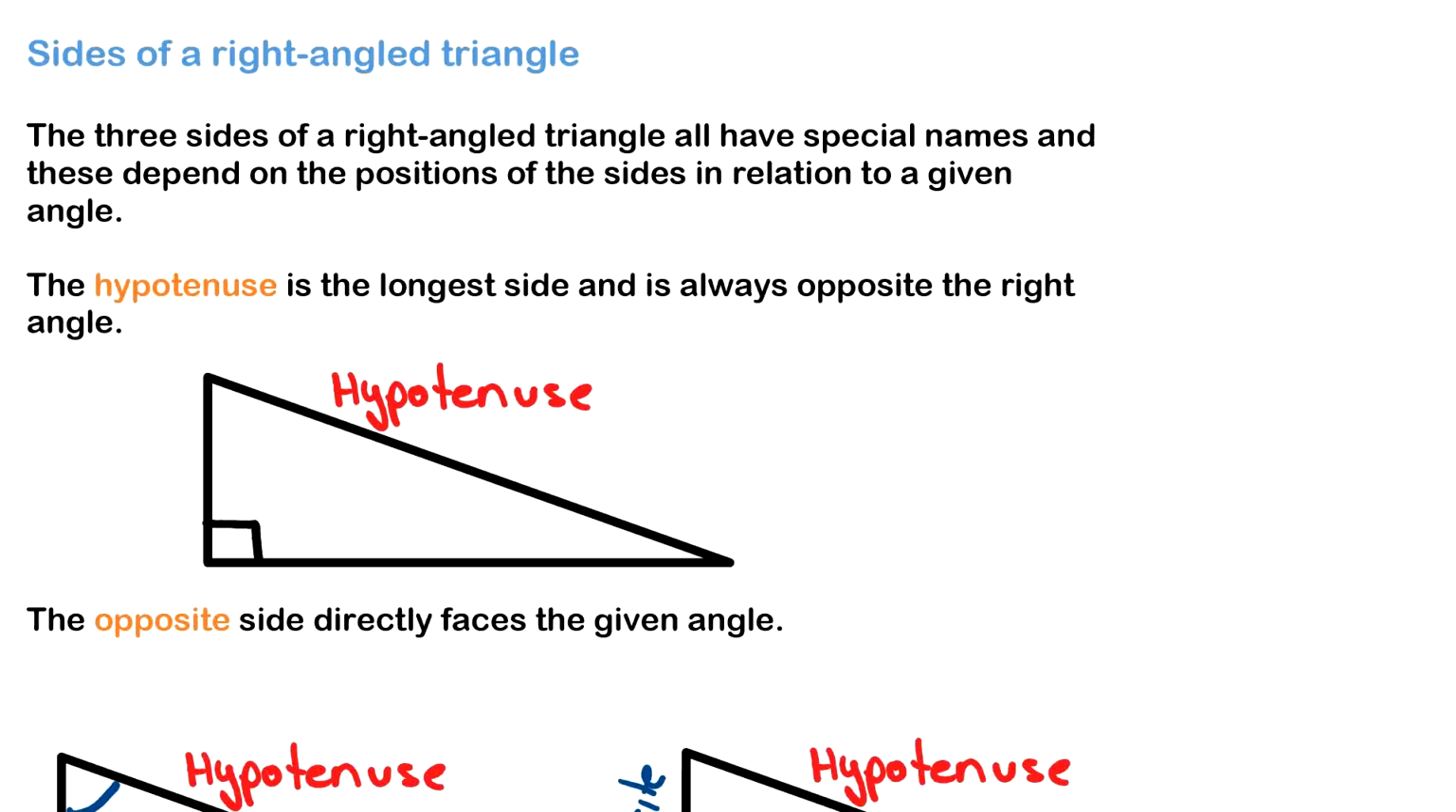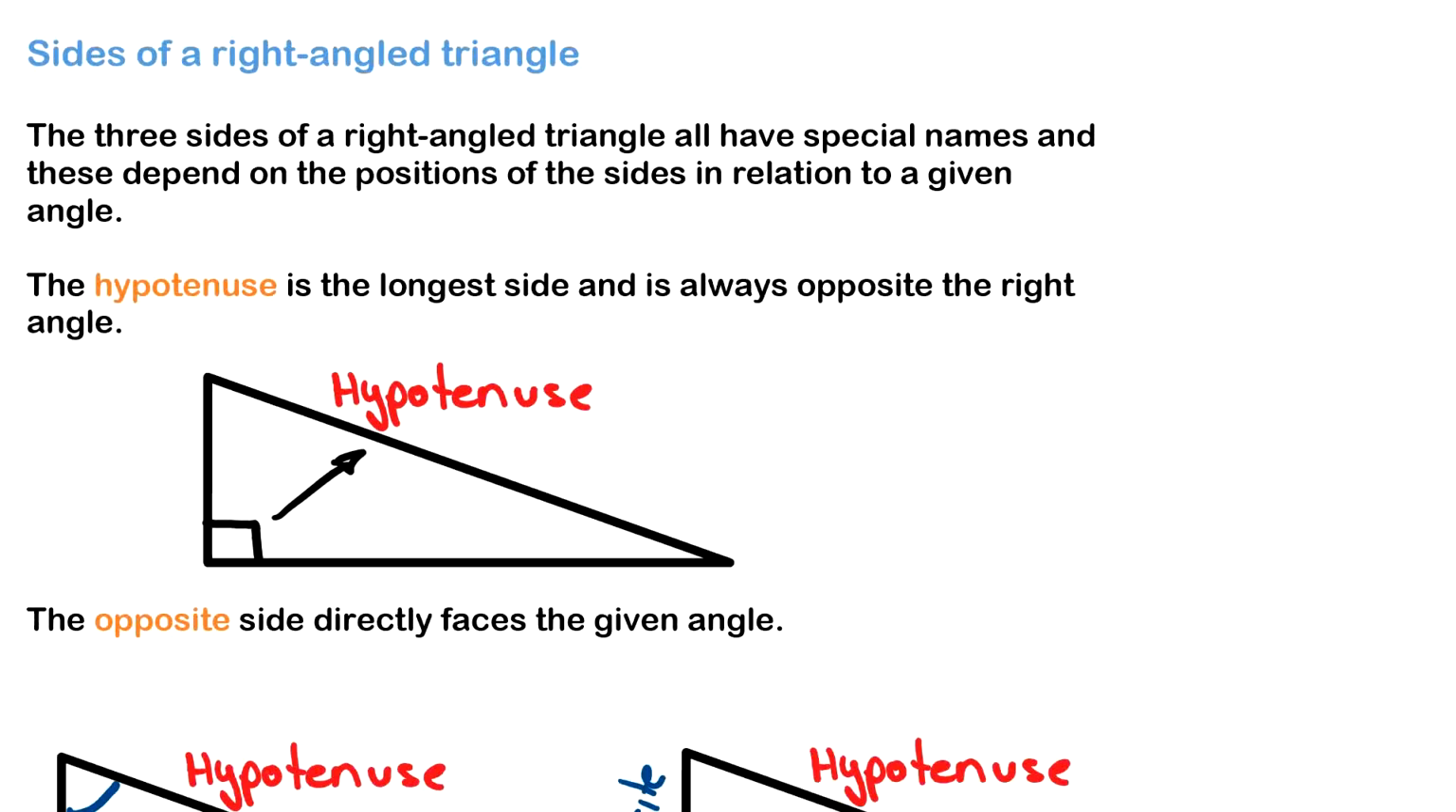So the hypotenuse is the easiest one to note, because it doesn't matter which angle you're looking at. The hypotenuse is the longest side and is always opposite the right angle. You'll notice here, I can draw a straight line leaving that right angle to that side, therefore that is the hypotenuse.